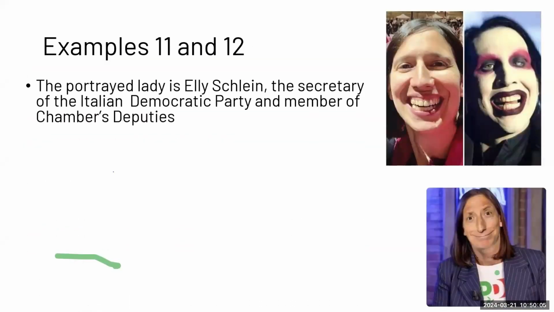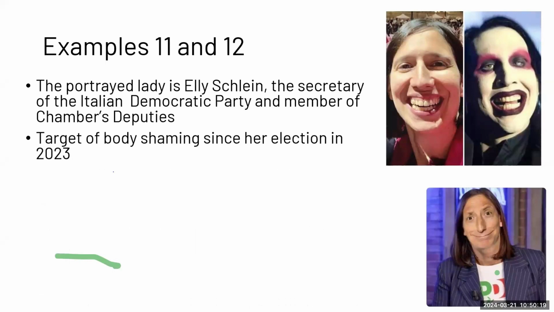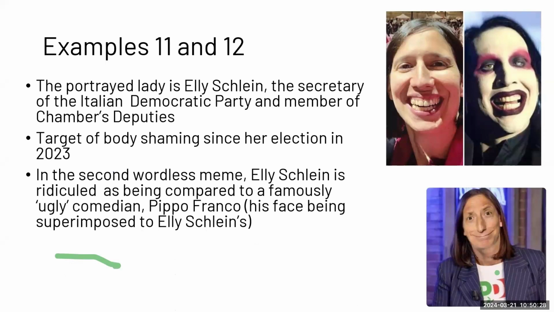The portrayed lady is Elly Schlein, who is the secretary of the Italian Democratic Party, the leftist party, and member of the Chamber of Deputies. And she's been the target of body shaming since her election at the beginning of 2023. In this first example, she's visually compared to Marilyn Manson. So we understand that this is not a flattering comparison.